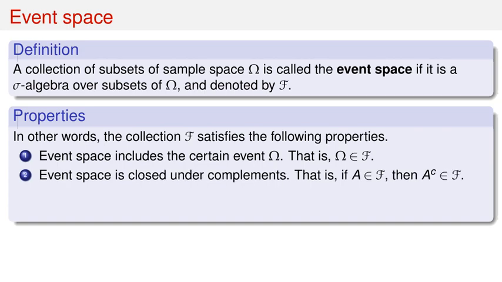Second, the event space must be closed under complements. This means that if a set A is in script F, then its complement A superscript C must also be in script F.